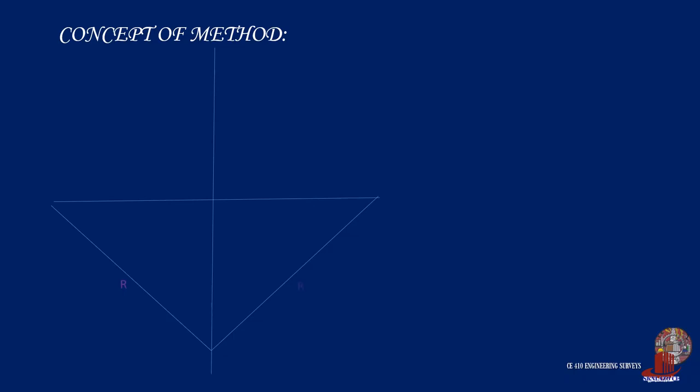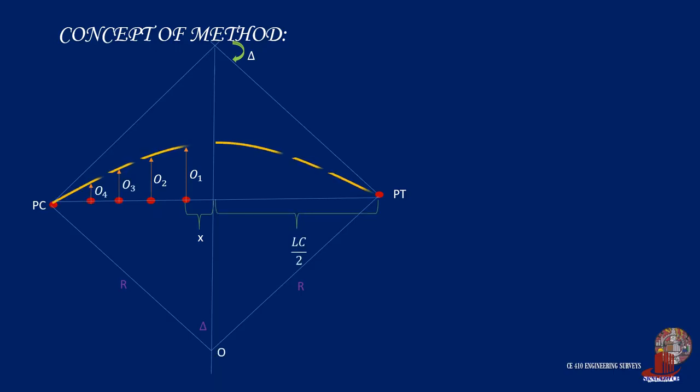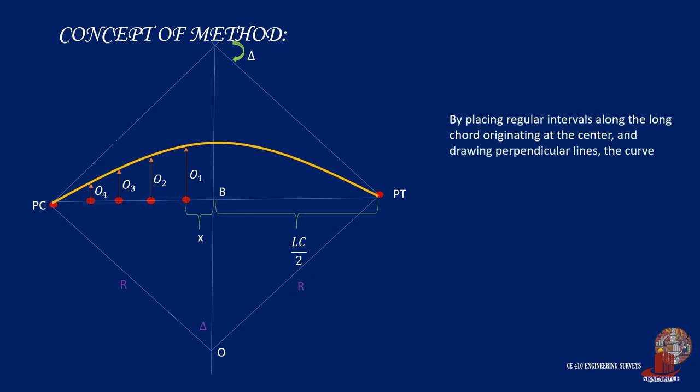The long chord is crucial in staking out the simple curve using this method. Equal intervals would be ideal, and they are measured from the center of the long chord, moving outwards to the end. Perpendicular offsets are drawn from the long chord where the lengths would be measured. Then, the endpoints will be staking the curve.